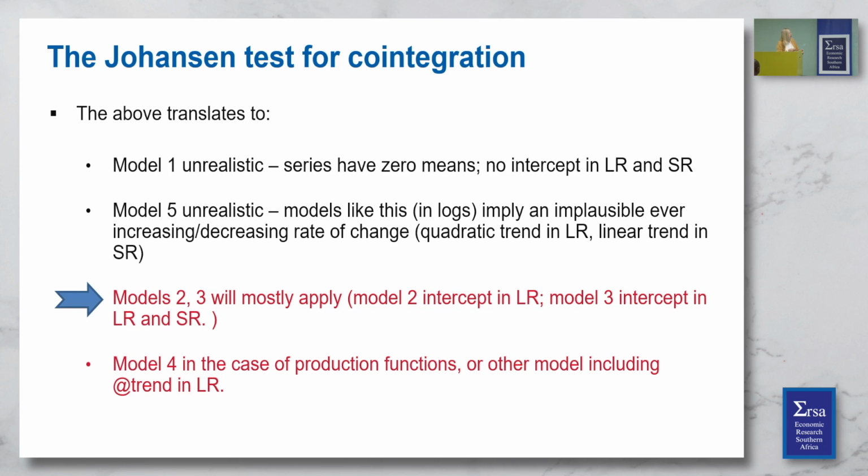And then 5 is unrealistic, implausible to have quadratic trends in the long run and linear trends in the short run. So a quadratic trend in your long run, I don't know, that's going to Mars or someplace, having those growth rates, I don't know. But we search for the best model fit between these, with these deterministic assumptions, and model 4 if we had a trend variable in the long run.